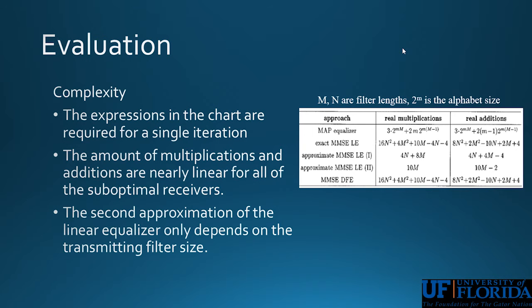When it comes to complexity, we see a graph here that shows very high requirements for the MAP equalizer. The amount of multiplications and additions are nearly linear for all of the suboptimal receivers. The second approximation of the linear equalizer only depends on the transmitting filter size.